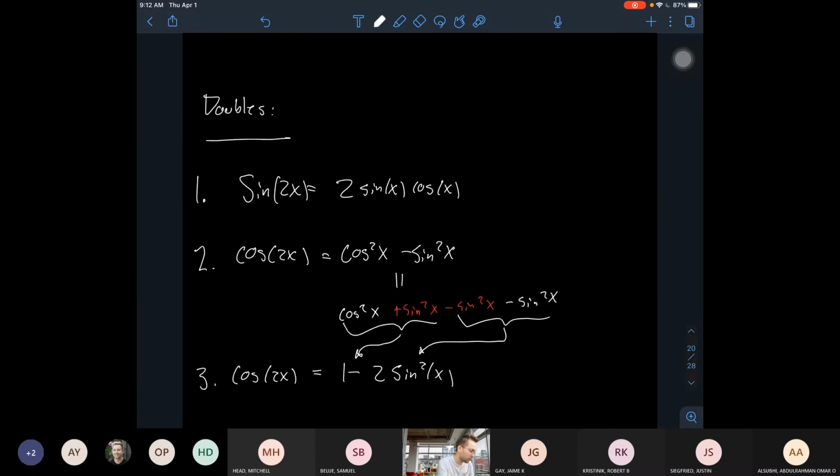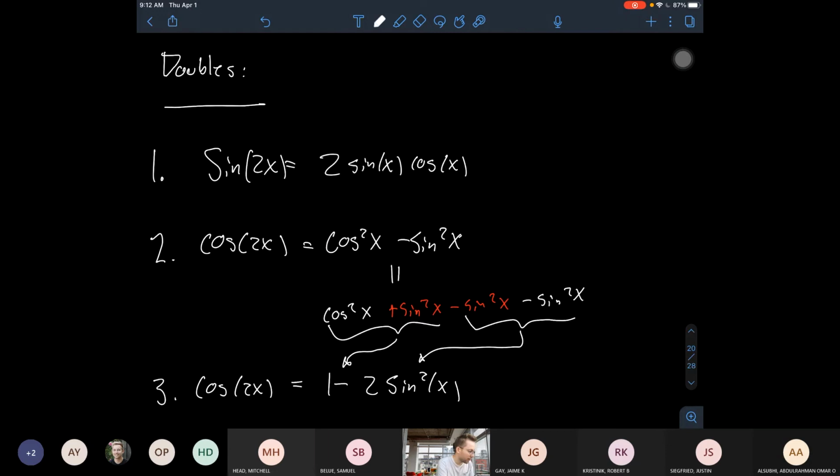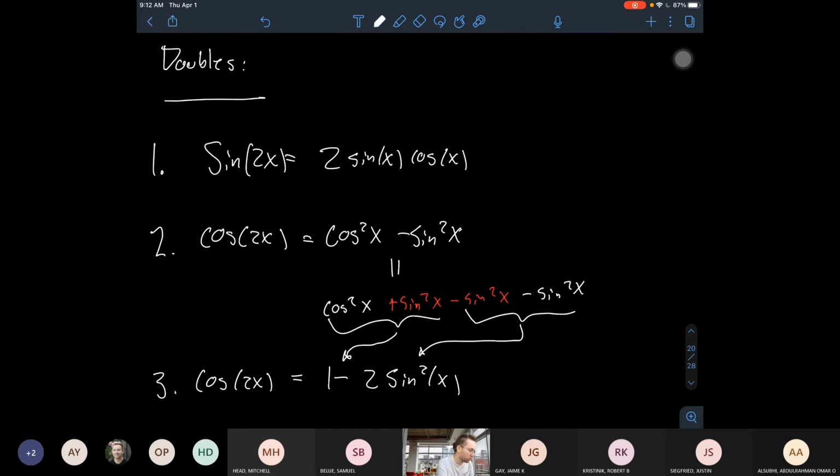Okay, so these are the double angle formulas. They tell us how to take something whose angle has this annoying 2 attached to it and write it as something which is not so annoying. Or more often, we go from the right-hand side to the left-hand side, at least in calculus.